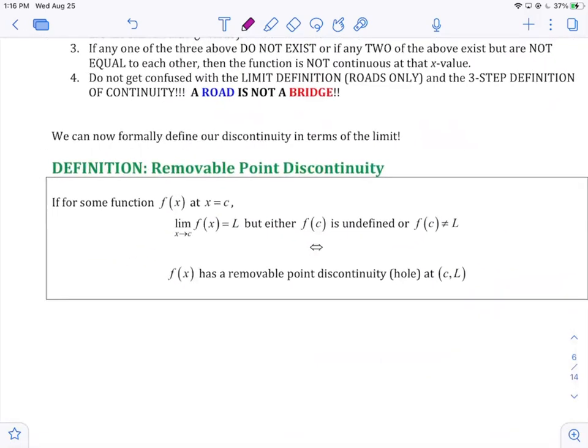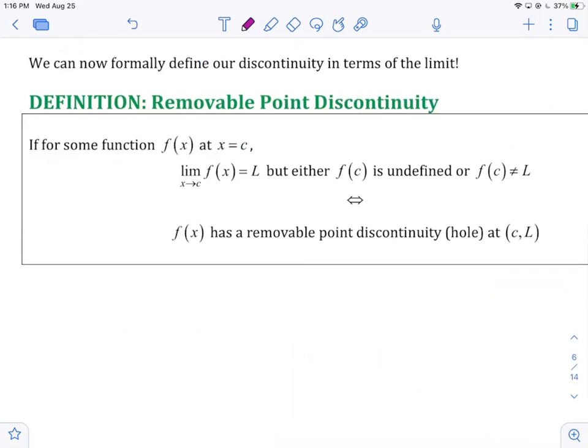Okay, so we can now formally define the removable point discontinuity, all right? If for some function at x equals c, the general limit exists, call it L, but either the function value there is undefined, no bridge at all, or the bridge does exist, but it's not L, right? Then the function f has a removable point discontinuity at c comma L.